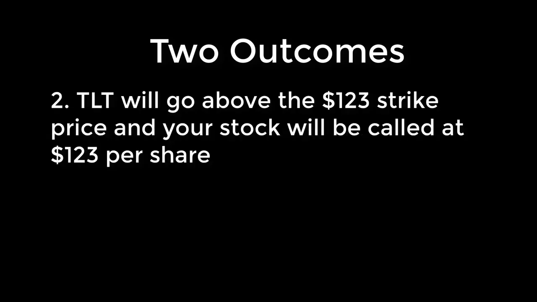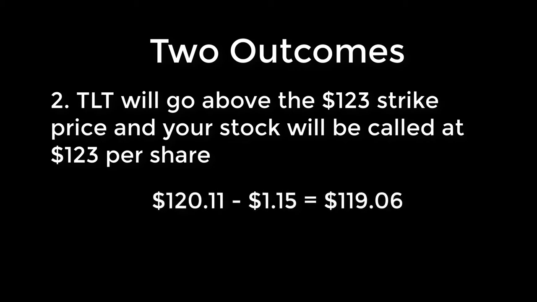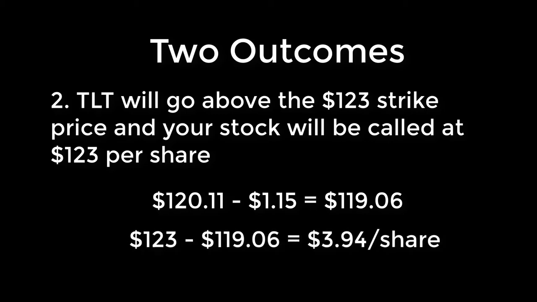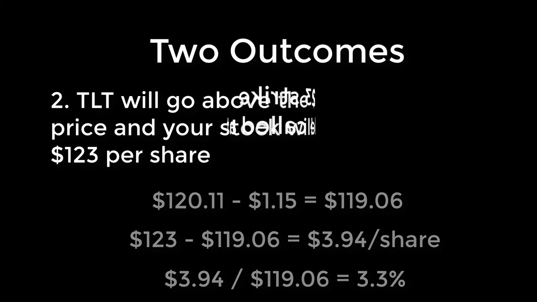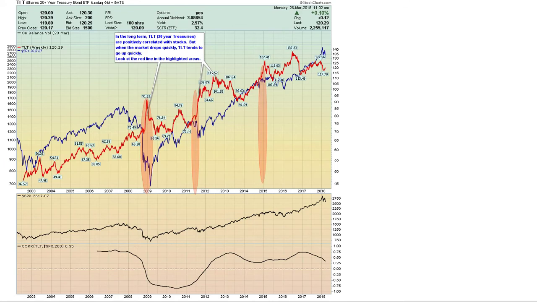In the second outcome, the stock is called away at $123 per share. We paid $120.11 and received $1.15 per share premium. This results in a cost of $119.06. So the profit on the second outcome is $123 minus $119.06, or $3.94 per share. This creates a return for the period of 3.3%. If this could be done 4 times a year, that would be a nice annual return. It's impossible to say what the outcome will be, but you see the potential.